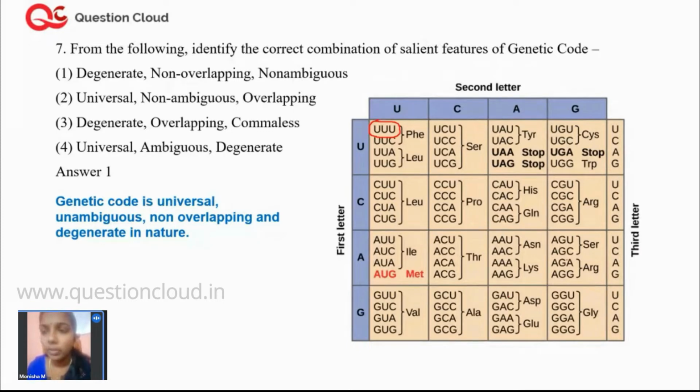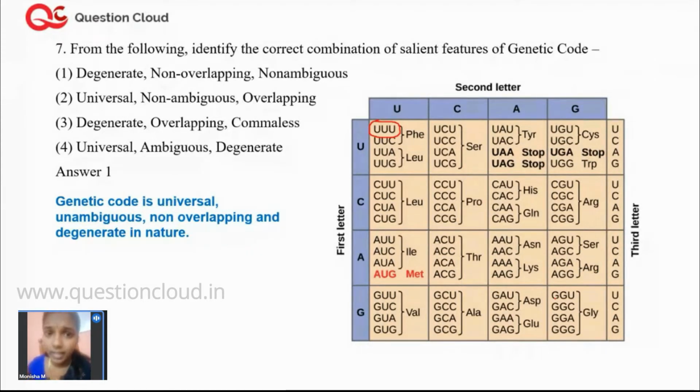So if you see a codon here, you don't see it anywhere else in the box. That means it's unambiguous, non-overlapping, and it is degenerate in nature. It's going to be common for all the organisms that are present in nature.